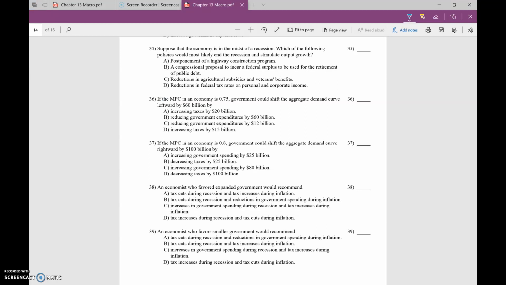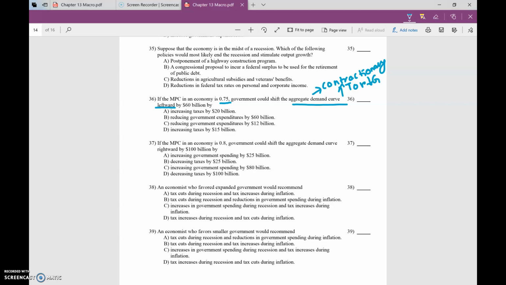So take a look at the last few questions here. Question 36, we have the marginal propensity to consume equal to 0.75. They're asking the government could shift aggregate demand to the left by how much? So aggregate demand shifting to the left means the government is following some kind of contractionary fiscal policy. It can do it by either increasing taxes or lowering government expenses.